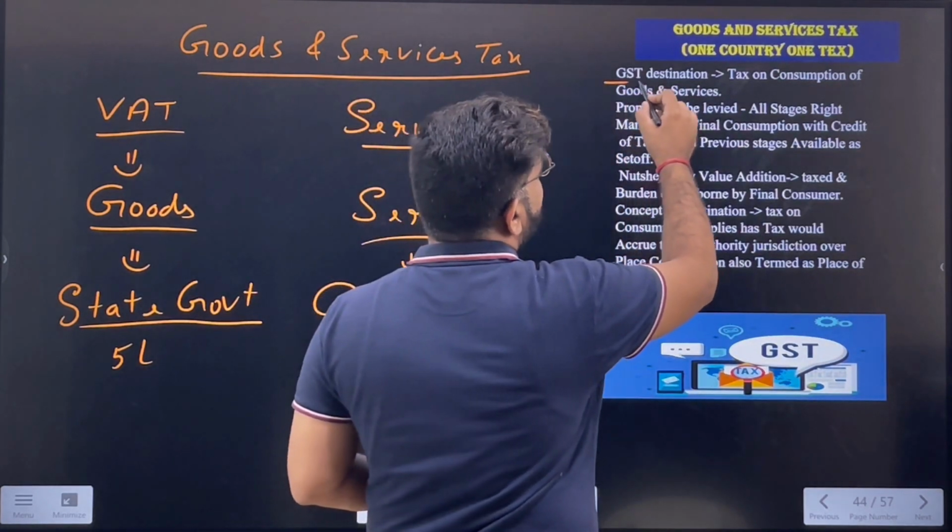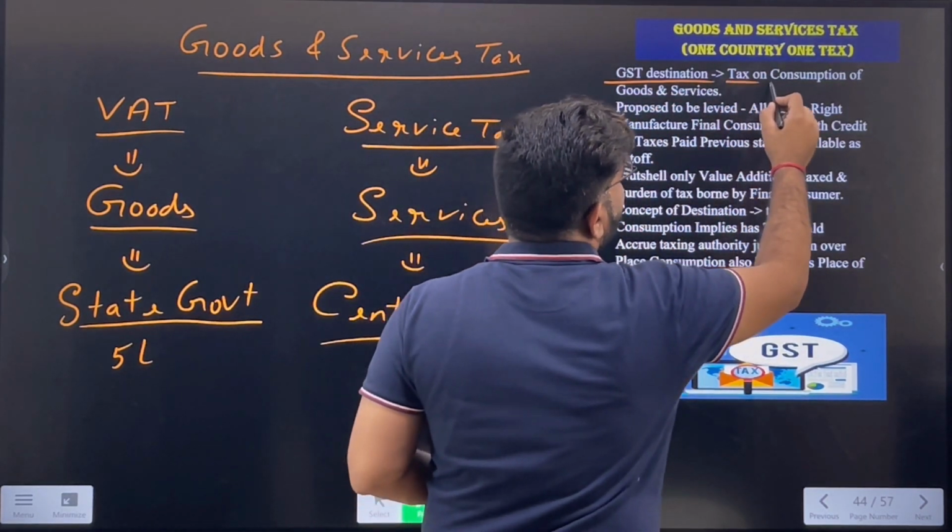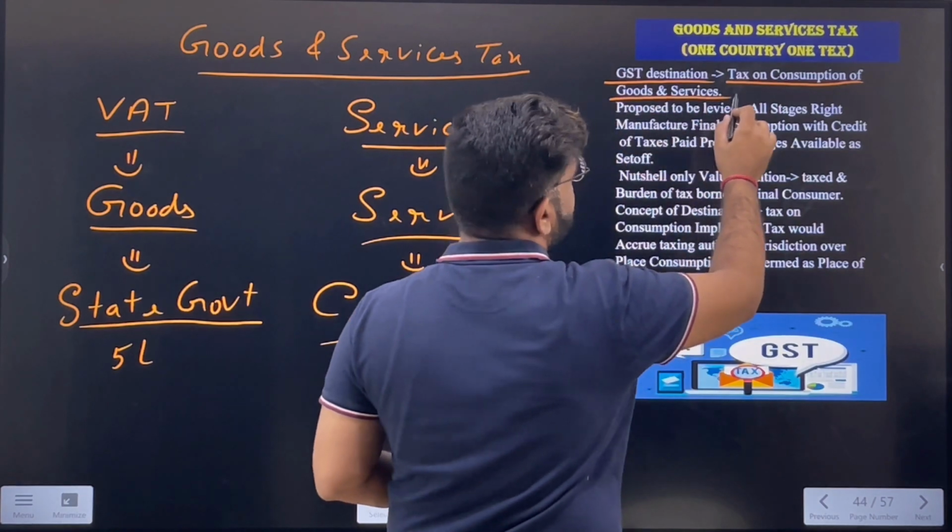So GST is basically a destination-based tax on consumption of goods and services. As I just told you, it is the amount of tax which is levied on goods and services. Goods, now what is the meaning of goods? Goods are basically the products which we buy.